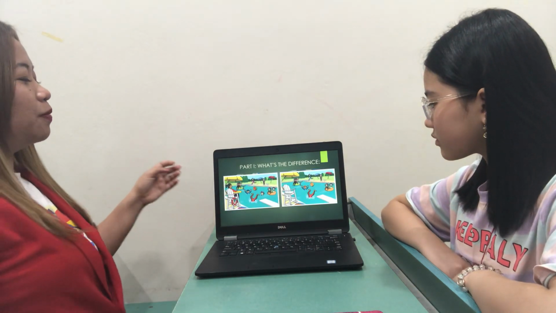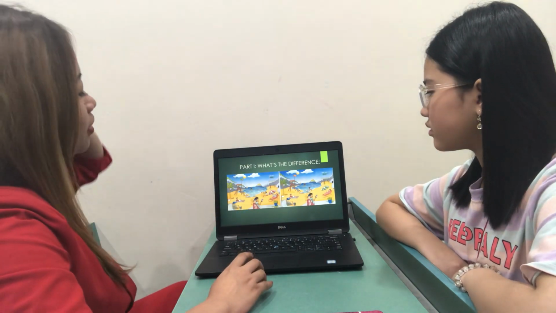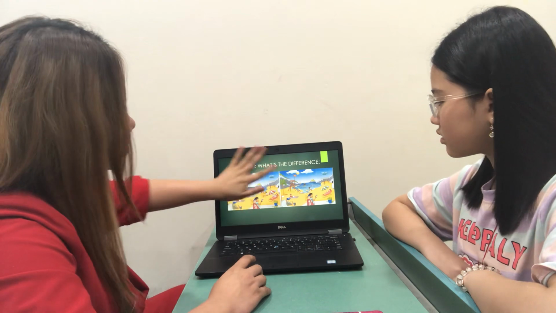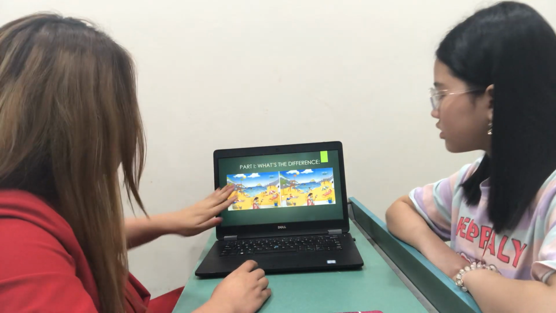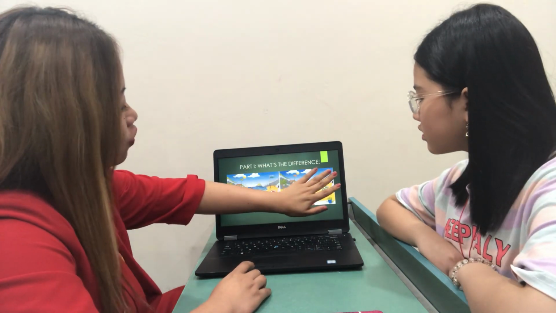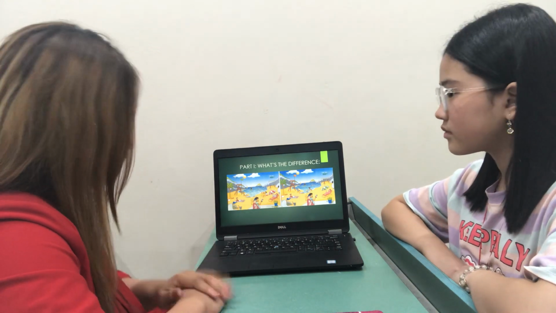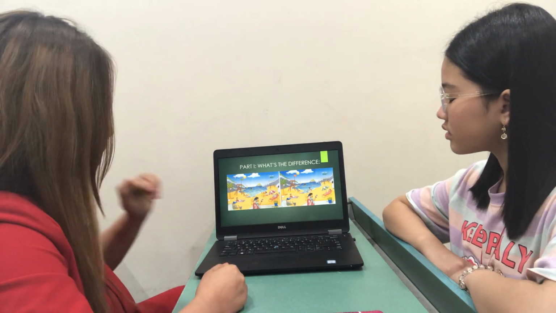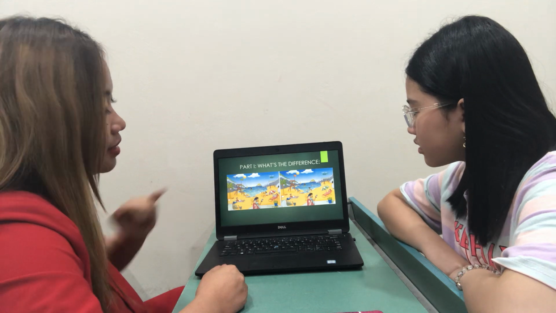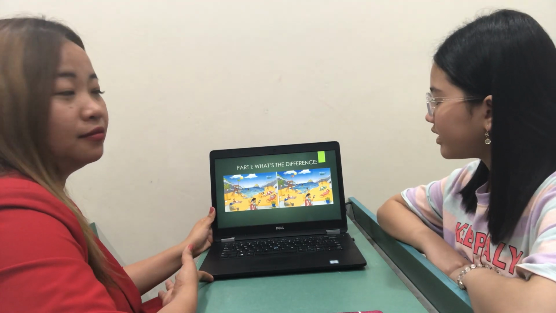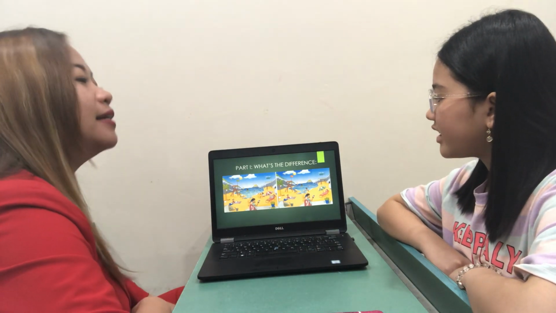Now let's go to part 1. So in part 1, there are two pictures. This is teacher. This is Lily. Teacher will say something about her picture. You will say something about your picture. Compare the difference, okay? Now, in my picture, the flag is green. In my picture, the flag is orange.